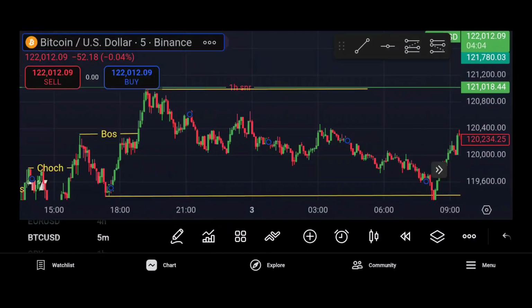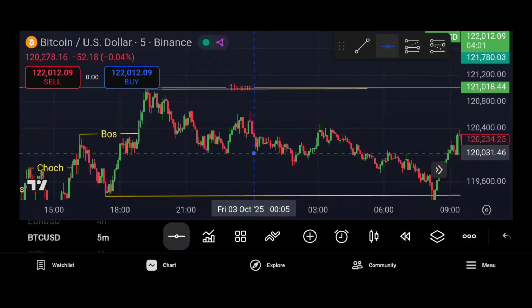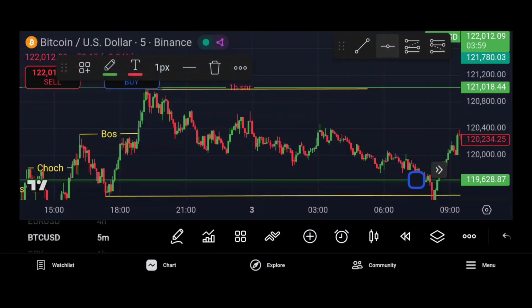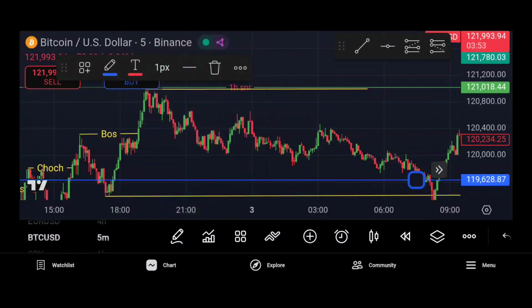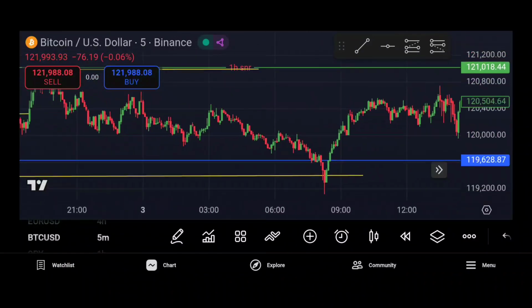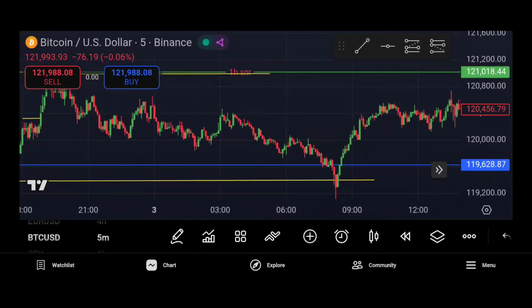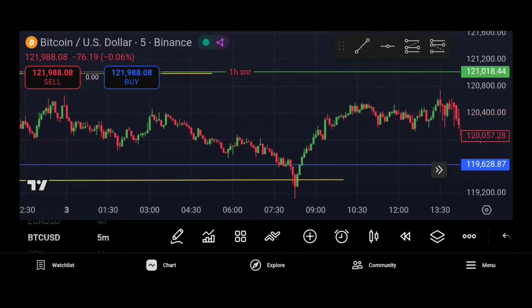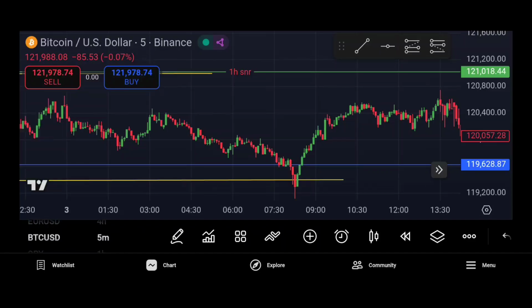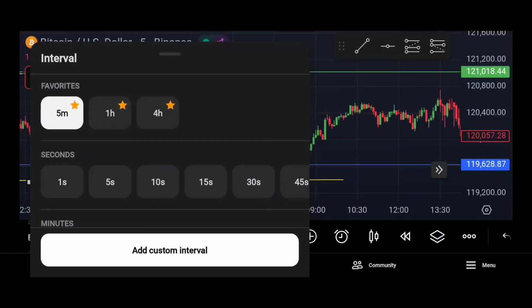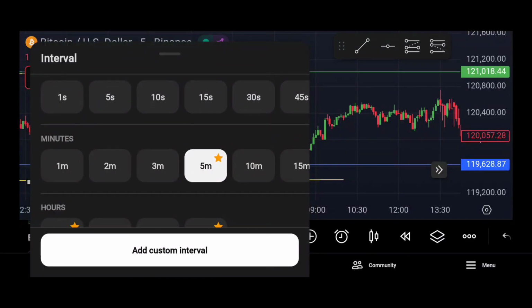So you mark your higher high and higher low, then you wait for the market to reach your point of interest, which is in the discount zone. Never try to trade in the middle of your setup. Wait for the market to reach below in the demand zone or your point of interest.